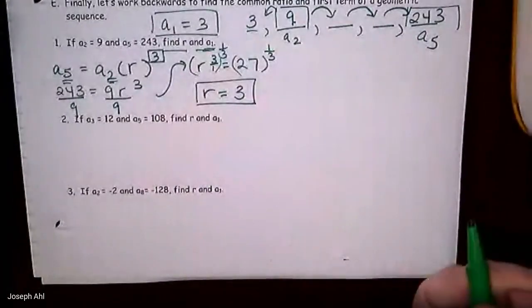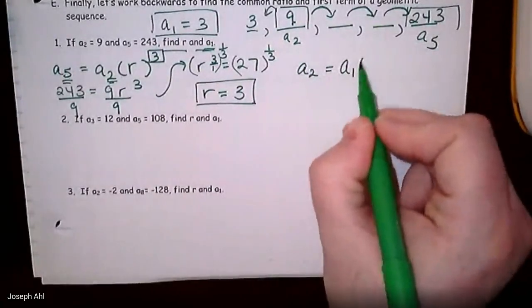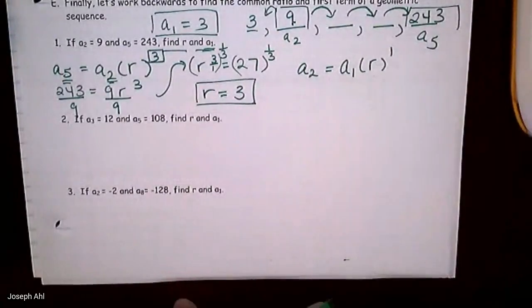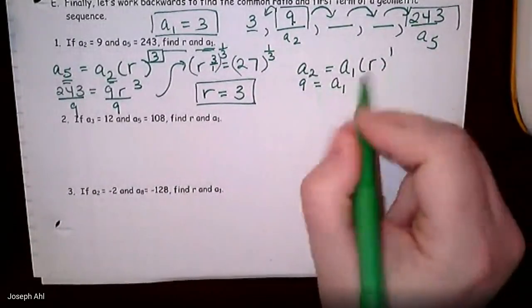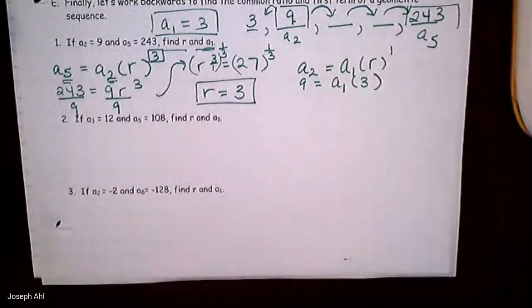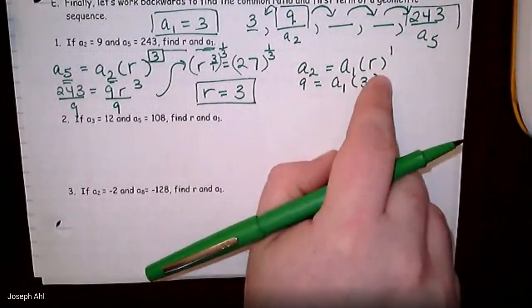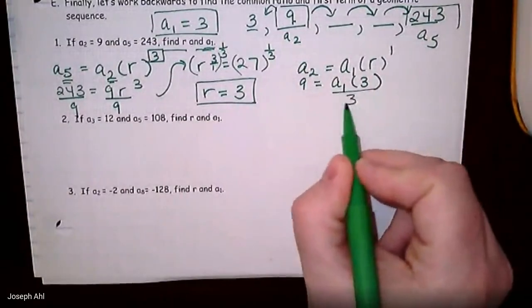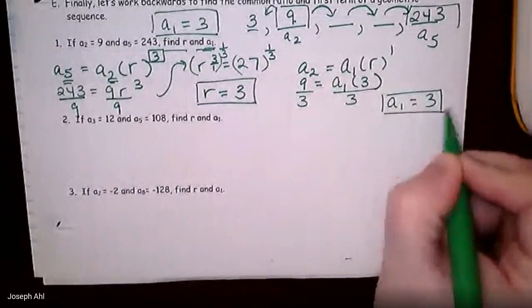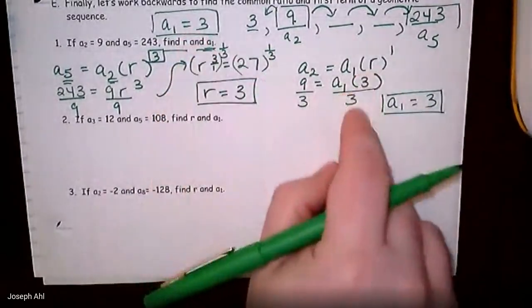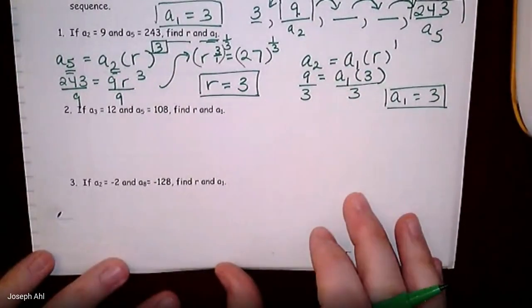Could I quickly confirm that using an equation? Sure. If I know A2, that would equal A1 times R to the first. A2 we know is 9. A1 we don't know. The R value we just determined is 3. And 3 to the first is just still 3, right? So if you divide both sides by 3, you get that A1 equals 3. So quick ways to get it. You don't necessarily have to use this formula, in my opinion, to work backwards there. But if it helps, go for it.